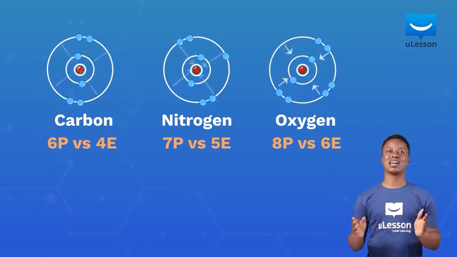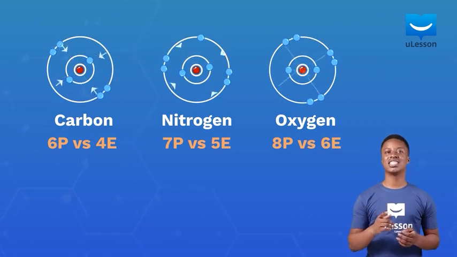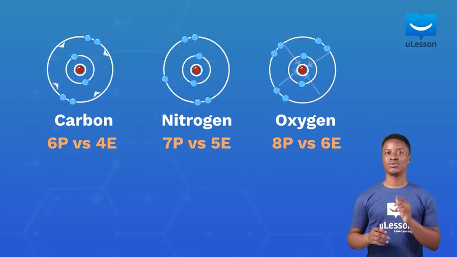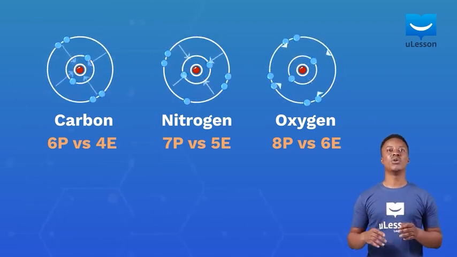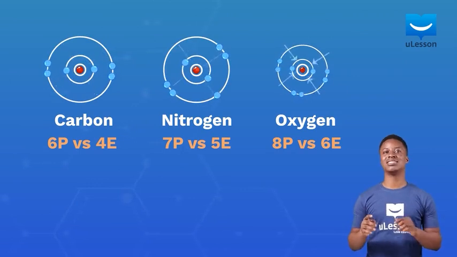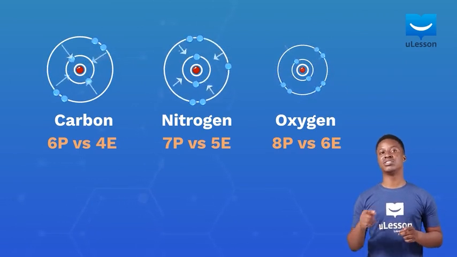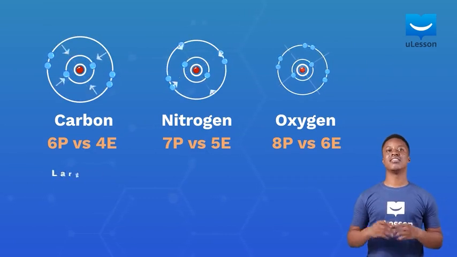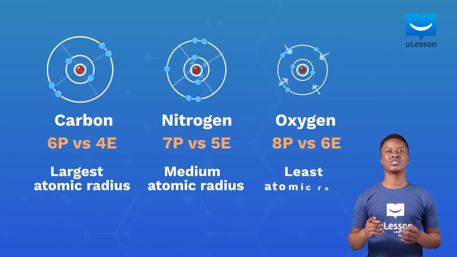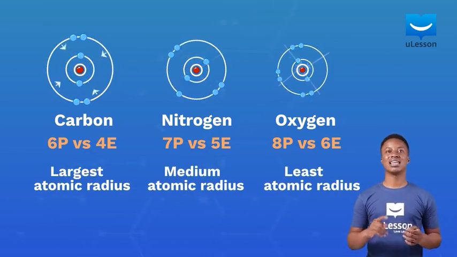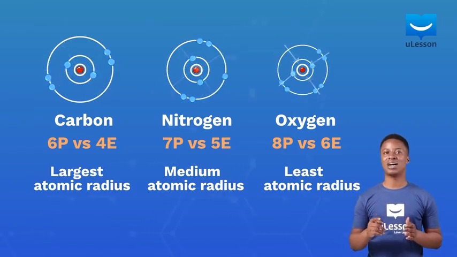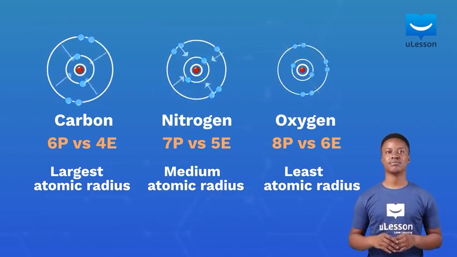Now, just like our magnets, the atoms with larger charges will have a greater nuclear attraction. So, the oxygen atom will appear to shrink more than the nitrogen atom, which in turn shrinks more than the carbon atom. This increased nuclear attraction helps us understand that as we move across the period from left to right, the radius of atoms decreases.